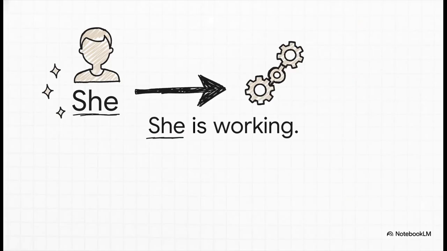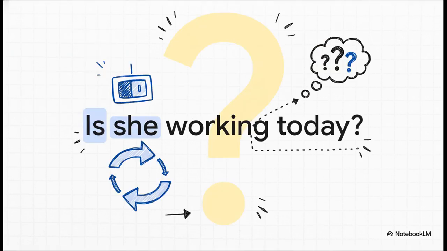Okay, let's go back to our positive statement. She is working. Pay close attention to the order. Subject, which is she, then the to be verb, which is. Now watch what happens when we want to turn this into a question. And here's the magic trick. To ask a question, you just flip the subject and the to be verb. That's it. She is becomes is she. That simple little switch is all it takes to go from a statement to a question.